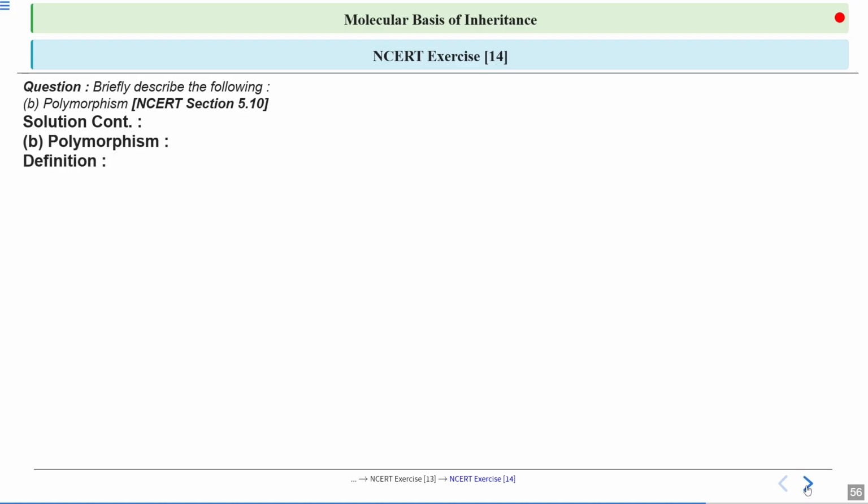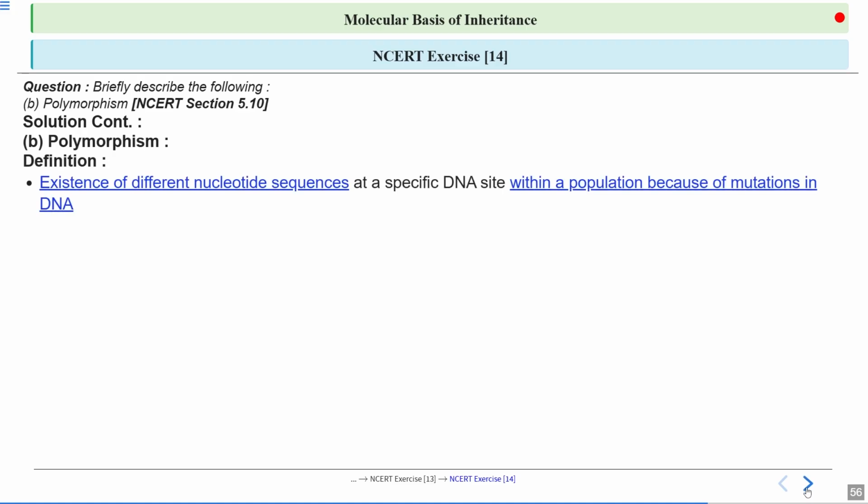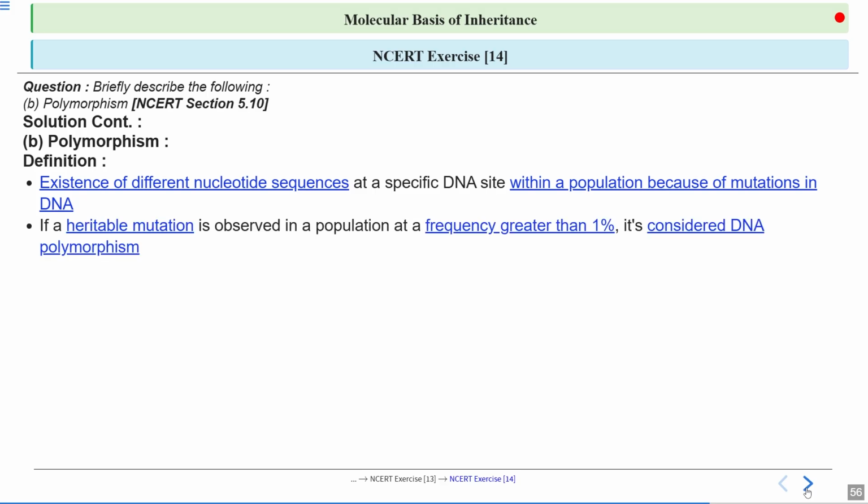Then comes polymorphism. So what is the definition of polymorphism? It is the existence of different nucleotide sequences at a specific DNA site within a population because of mutation in DNA. And if this mutation is heritable and is observed in a population at a frequency greater than 1%, then it is considered DNA polymorphism.